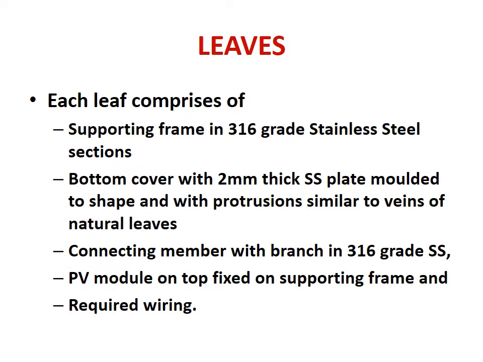Then let us talk about the leaves. Each leaf comprises a supporting frame in 316 grade SS section. Then a bottom cover with 2 mm thick SS plate molded to shape and with protrusions similar to wings of natural leaves. You will see the photograph also. Then a connecting member with branches in 316 grade SS. Then PV module on top fixed on the supporting frame, and wiring.